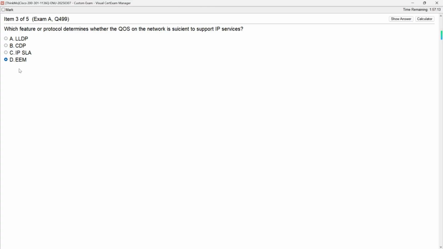The next important one to consider is EEM, which is the Embedded Event Manager. It does not involve any QoS measurement, so therefore the correct answer to this question is C.